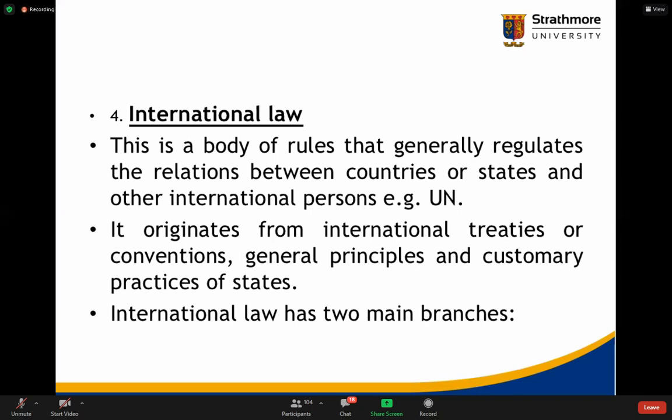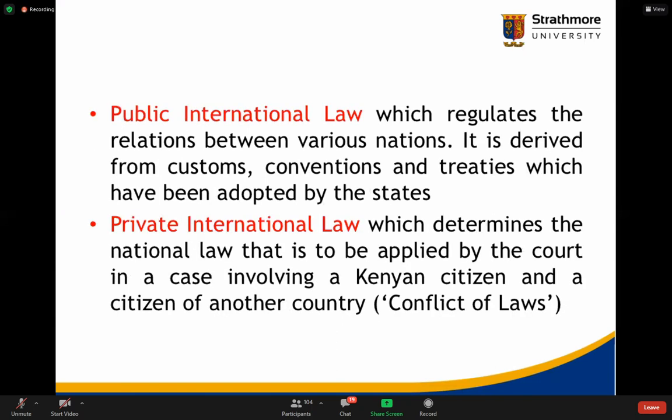So international law has two main branches. We have public international law, and then we have private international law.